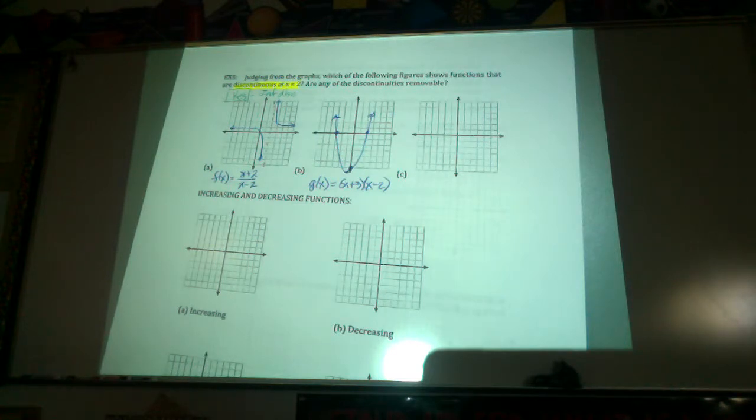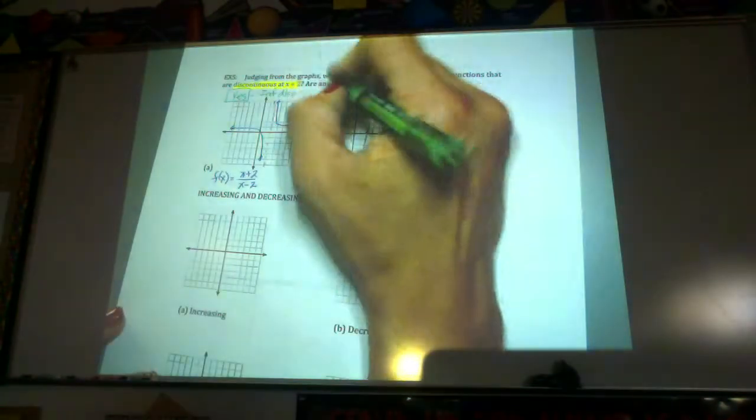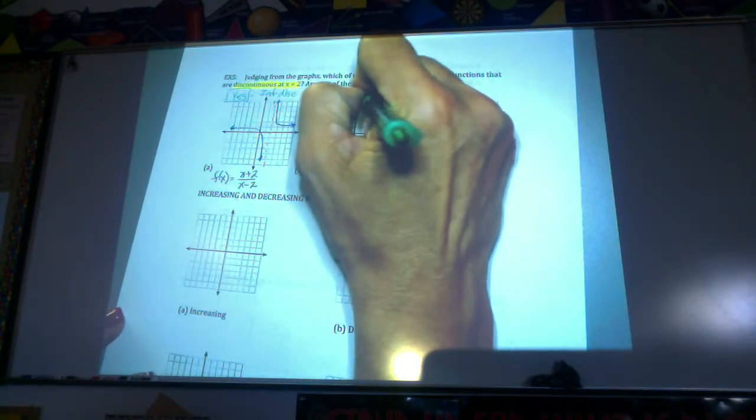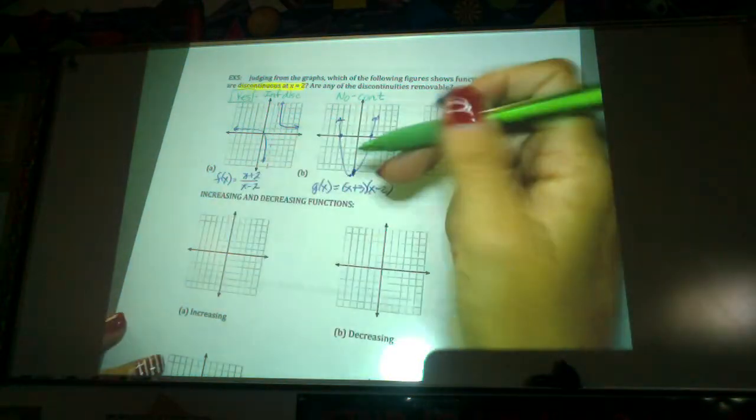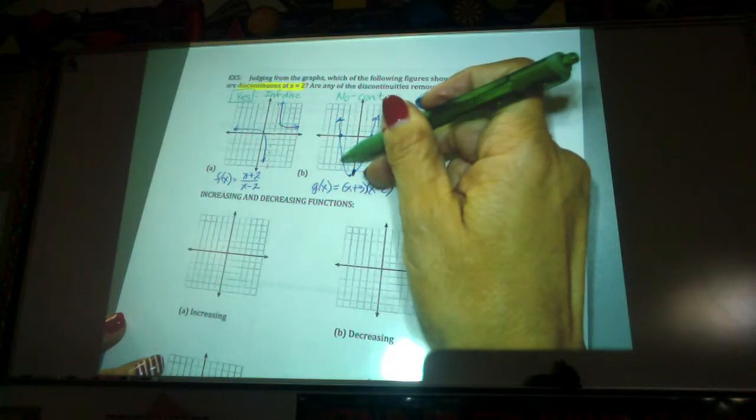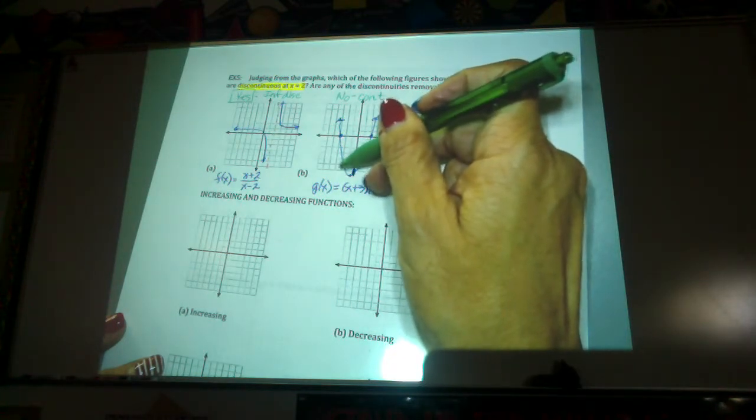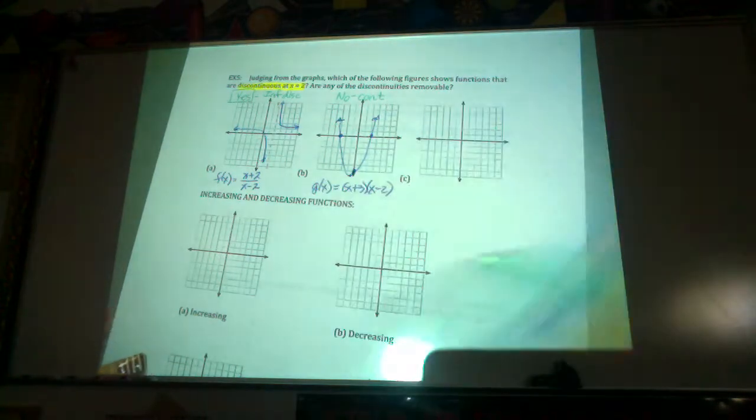Is this graph discontinuous at x equals 2? No. What kind of continuity is it? It's continuous. It's continuous everywhere. Now, if I had put a hole over here, right here, your answer to this question would still be no, because it's discontinuous at -2. So be careful with how they ask the question. All right, last graph.